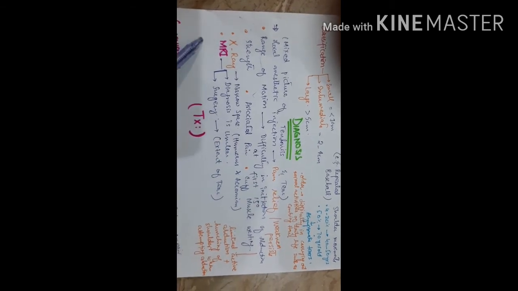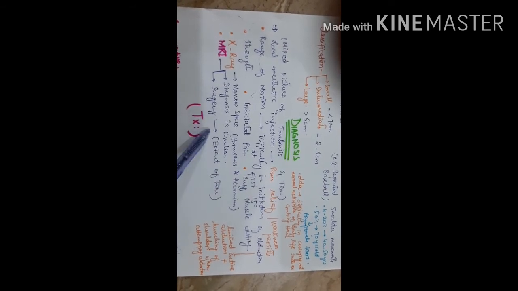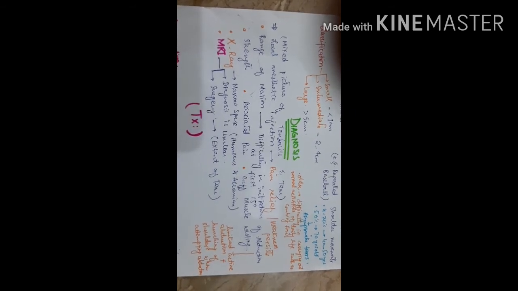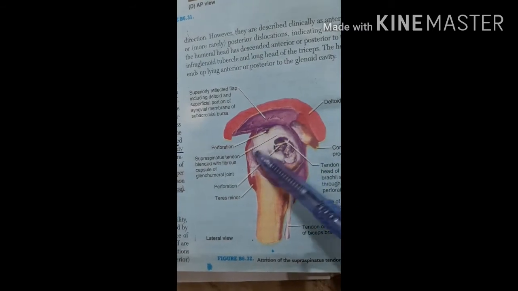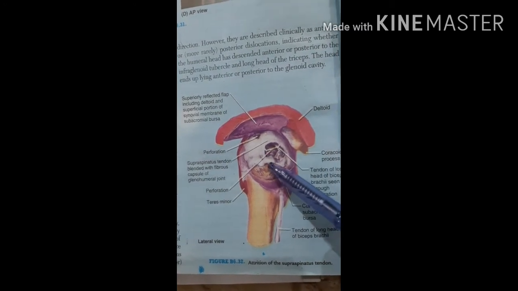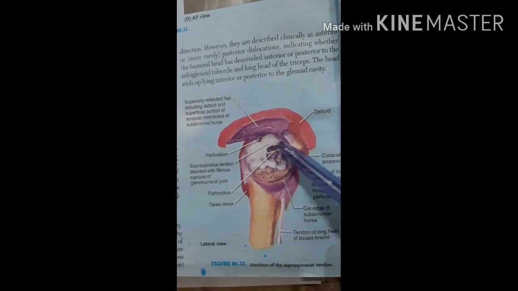And if the diagnosis is still unclear or the surgery has to be performed to see the extent of the tears, MRI is the investigation of choice. Here the MRI of the shoulder joint is shown, in which is the humeral head, and there is the torn supraspinatus tendon. In this picture, the supraspinatus tendon, which is being blended with the fibrous capsule, is shown, and here is the tear or perforation present.